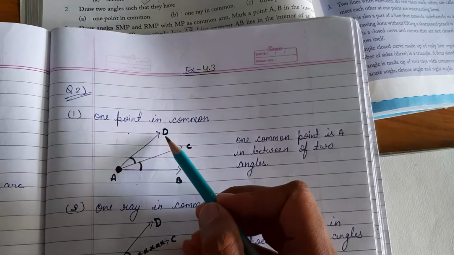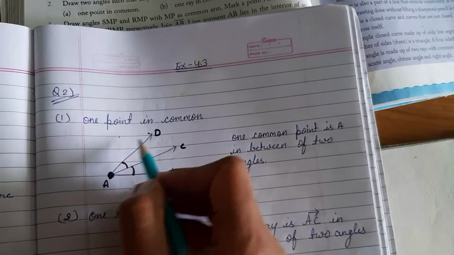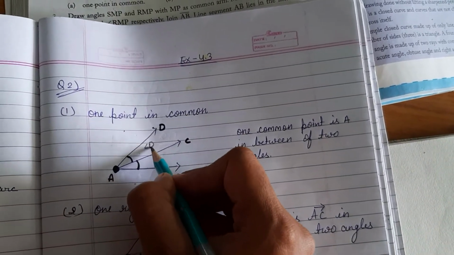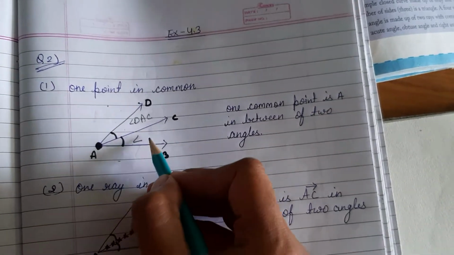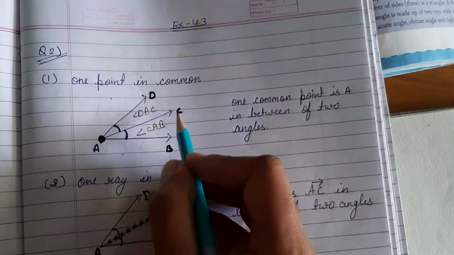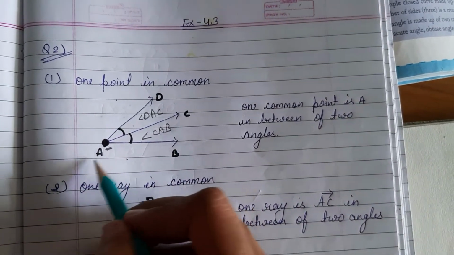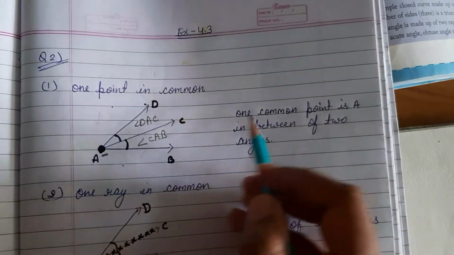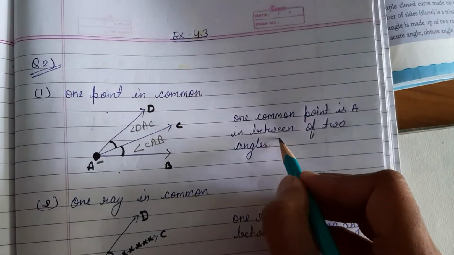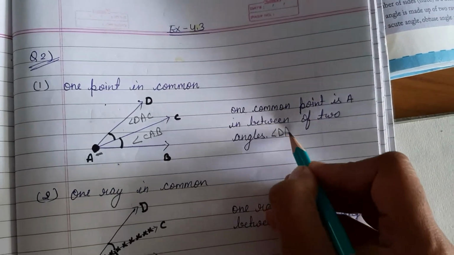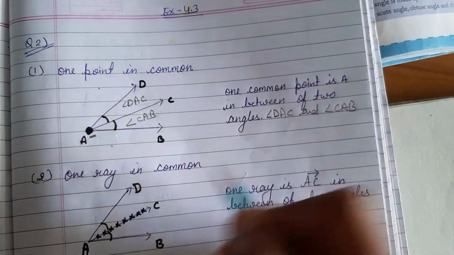So here is the option. I draw these two angles. The first angle is DAC, and the second angle is CAB. These are the two angles, and between these two angles, one common point is A, which I marked here with a dark point. So one common point is A in between the two angles, DAC and CAB. Understood now?